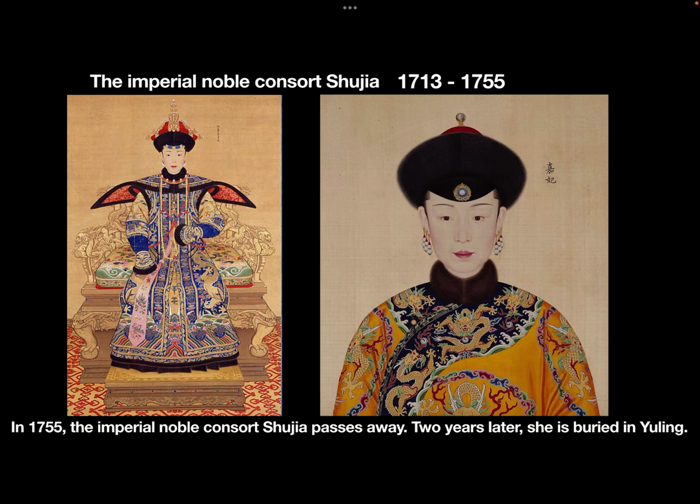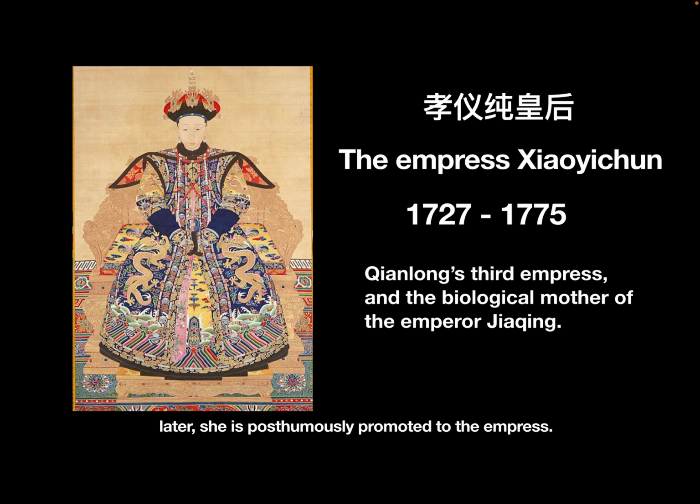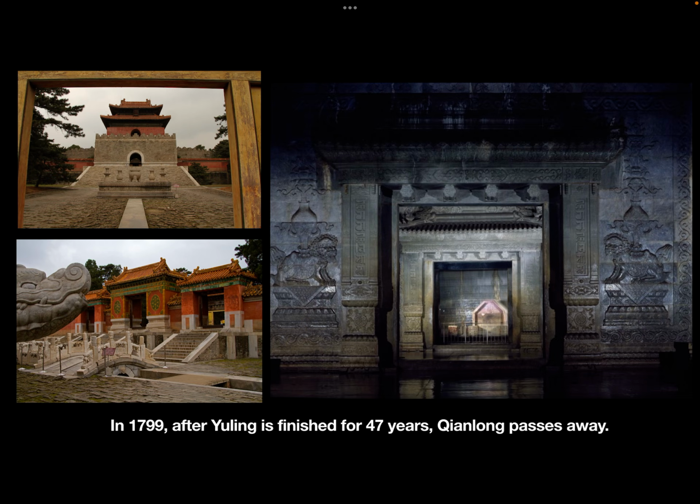In 1755, the imperial noble consort Shujia passes away. 2 years later, she is buried in Yuling. In 1775, the imperial noble consort Ling passes away and is buried in Yuling. 20 years later, she is posthumously promoted to empress. In 1799, after Yuling has been finished for 47 years, Qianlong passes away.